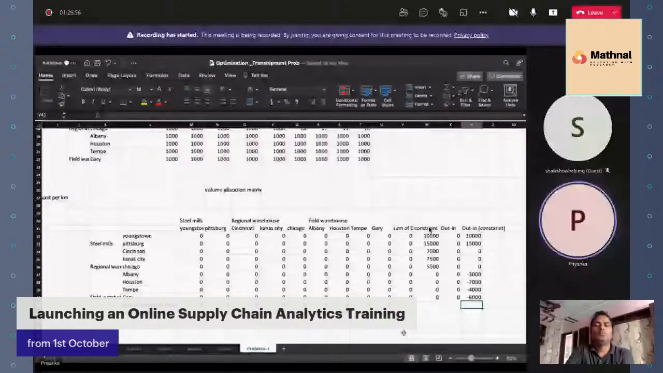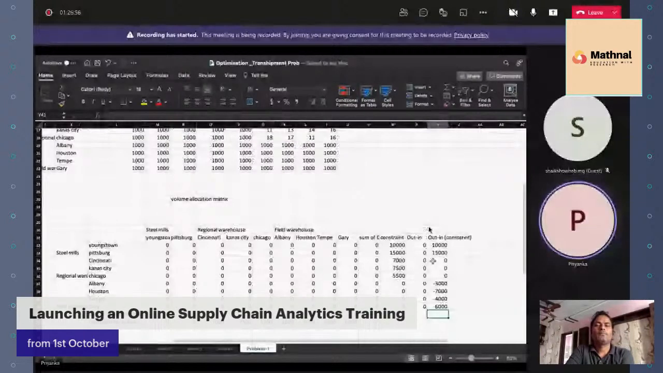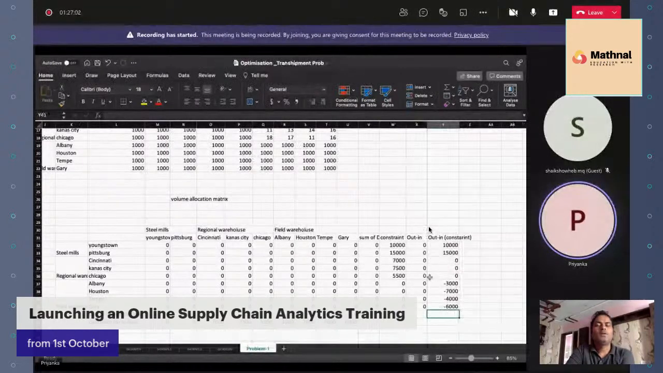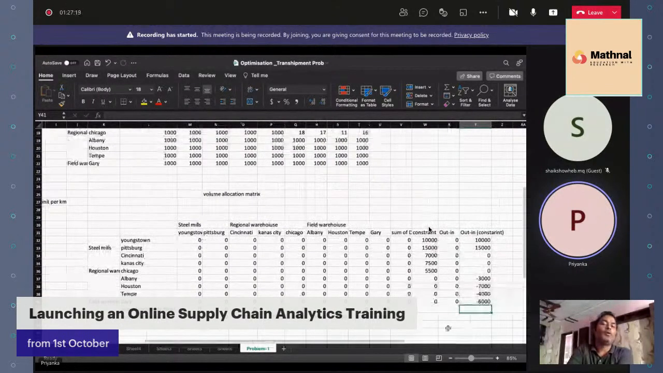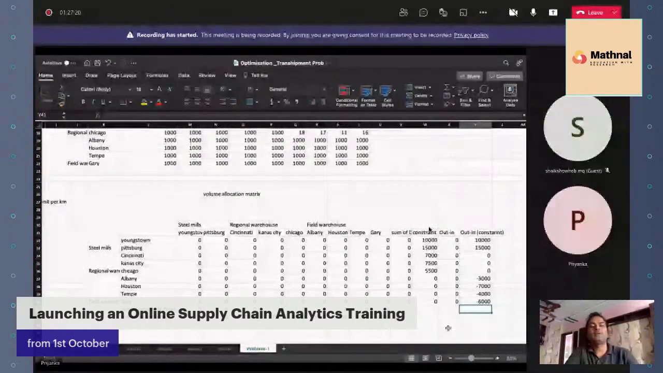Chris, just one question. Why did we do this? Earlier we used to put 1001. Not here, in the previous example. This is allocation, right? We are doing volume allocation here. Previously, we used to do selection of locations. Now we are doing volume allocation, meaning how much volume we have to ship so that the cost is minimized.